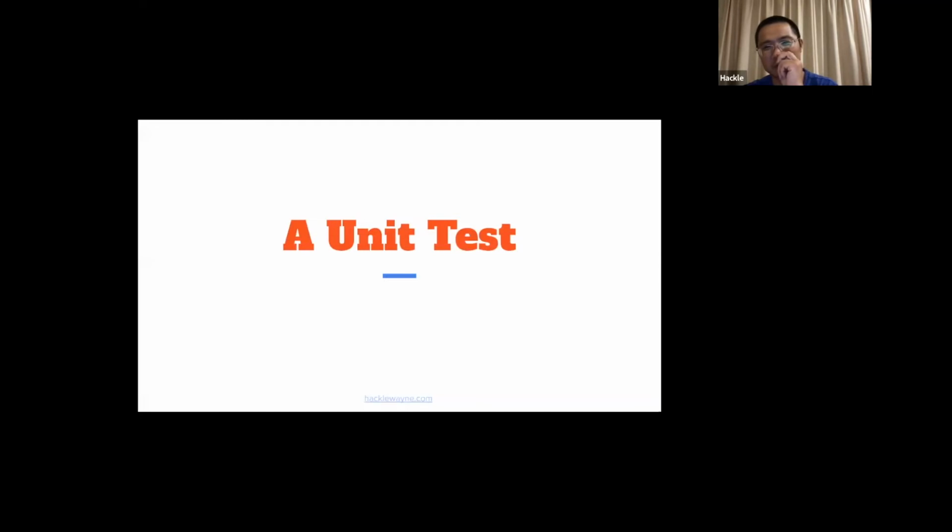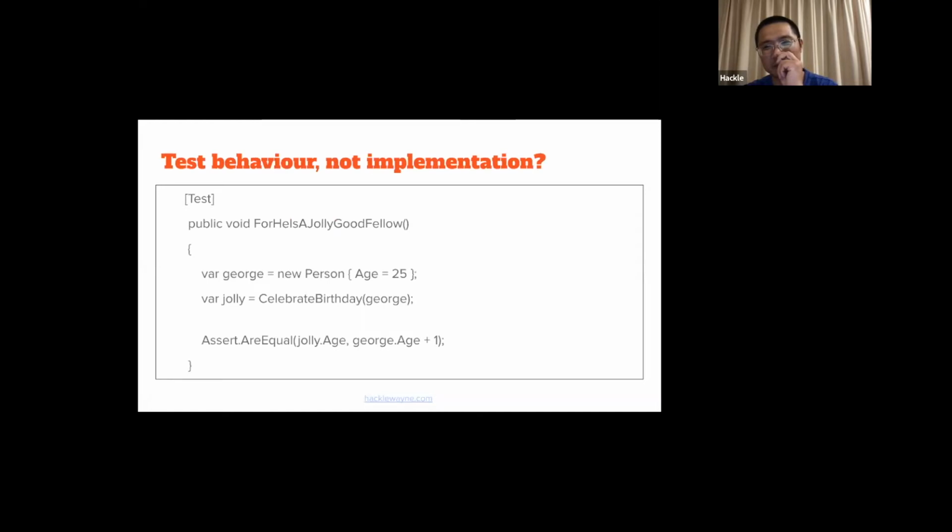Well, clearly implementations matter, but sometimes input and output get mangled together. And how does that look? So we have this test, for he's a jolly good fellow. We have George, who is celebrating their birthday, and after that they'll be 1 year older. Poor George. Now, what do you expect this test to do? Would it fail or would it pass?